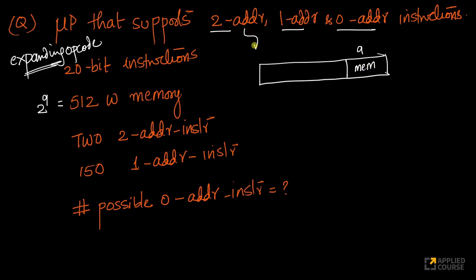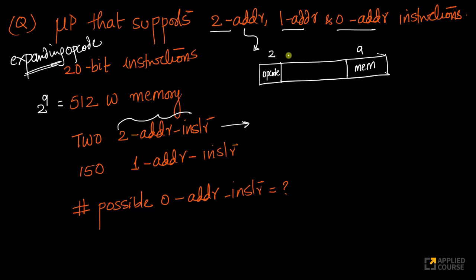First, let's look at it from the perspective of 2 address instructions, right? I have two address instructions here. Okay, cool. So since I have two address instructions, if I allocate 2 bits, let's assume I allocate 2 bits for opcode, then what happens now? Let's look at this, right? If I allocate 2 bits for this, because I have two address instructions, what happens?